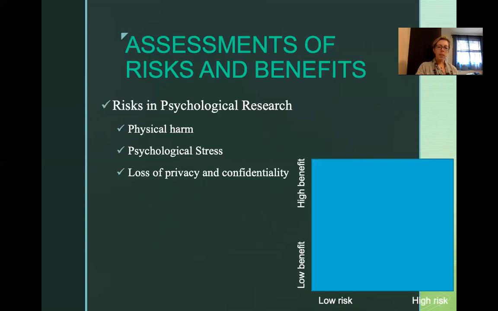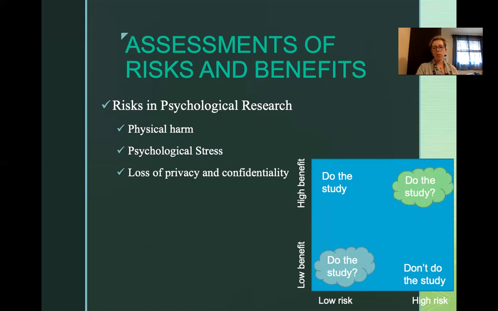Okay, so basically, when we are doing psychological research, we have to assess the balance of risks and benefits. If there's high benefit, low risk, you do the study. If there's high risk, low benefit, you don't do the study. Those two are easy. The ones that are difficult are low risk, low benefit, or high benefit, high risk.